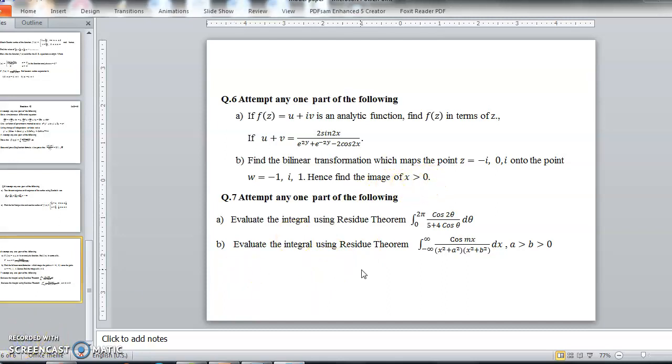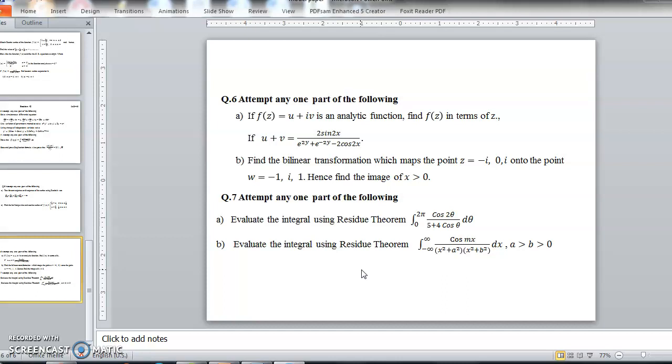The last question is evaluate the integration using the residue theorem. Here replace cos theta as the real part of e to the power i theta and put e to the power i theta equal to z. Convert the given integration in terms of z and then taking the upper half of the plane and find the singularities, and using the residue theorem we will find out the answer.